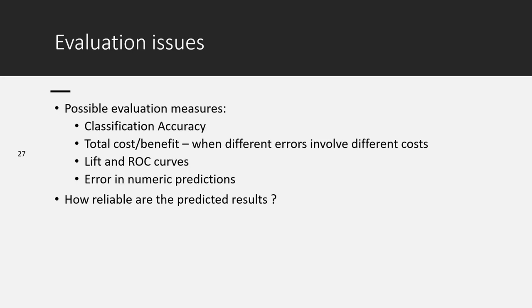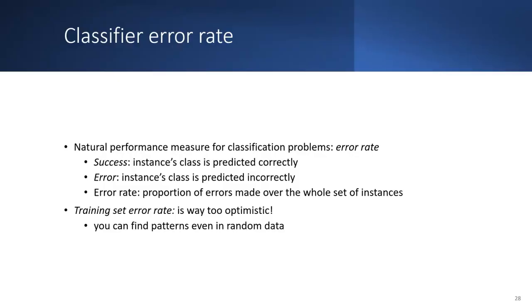What are the total costs and benefits when different errors involve different costs? What are the lift and ROC curves? What about error in numerical prediction, what are the different errors, and how reliable are the predicted errors? So these are different issues we need to know about.